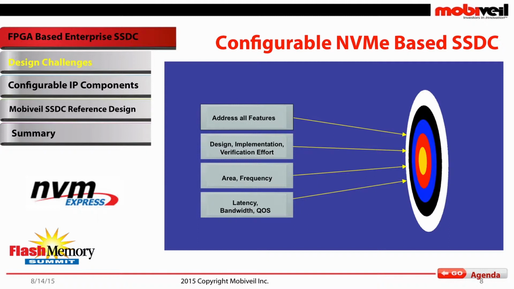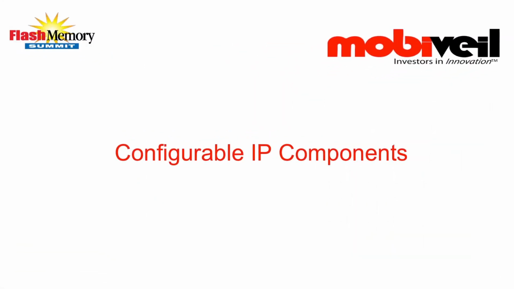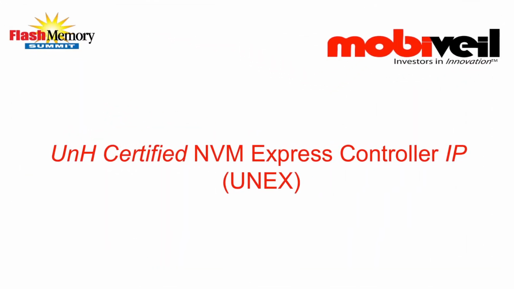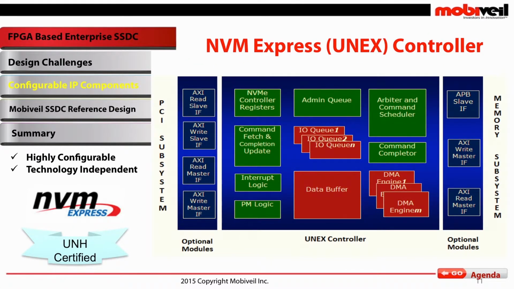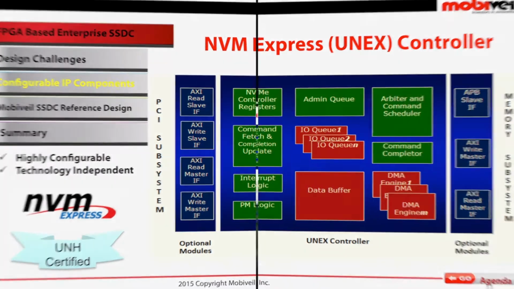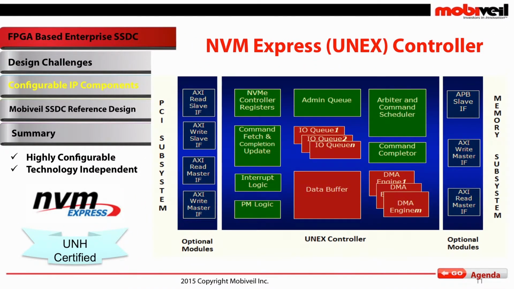These are challenges, and they can be met if you have IP components, the blocks which I showed earlier. One can use NVMe controller IP, which just performs the NVMe controller functions. What we have is the UNEX, Universal NVMe Express Controller. I believe this is the only NVMe IP certified by the UNH. As you can see, there is a lot of functionality in hardware. The components in red are the ones which are configurable. As I said, you can decide how many IOQs you want, what the depth of those IOQs is, and how many commands you want to handle in flight at any given point in time, which is directly related to the number of DMA engines.